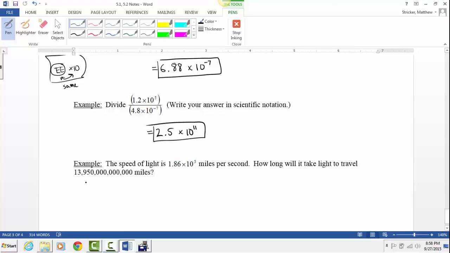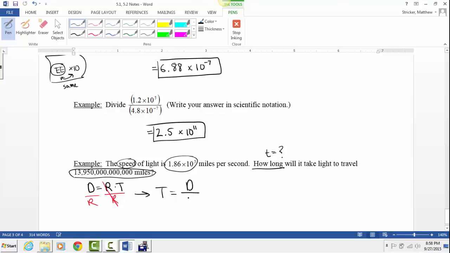And this is essentially a distance equals rate times time problem, where we're given a distance and we're given a speed or a rate. It says how long, which means I'm trying to figure out what time is equal to. So I could solve this equation for time by dividing both sides by r. The r's cancel, and what you get is t equals the distance traveled divided by the rate.